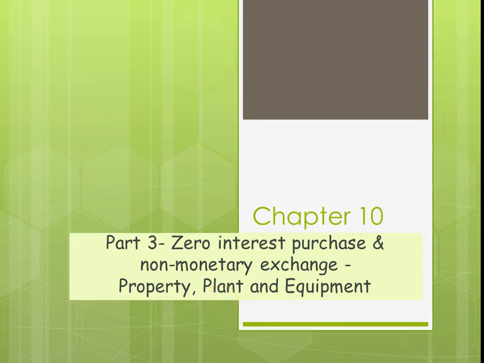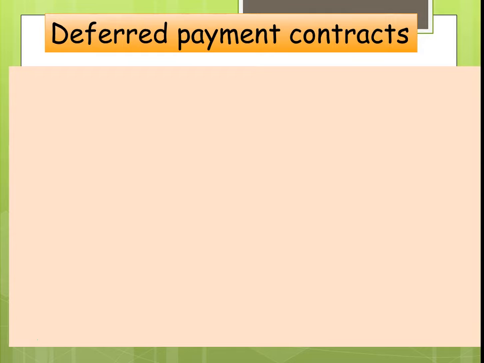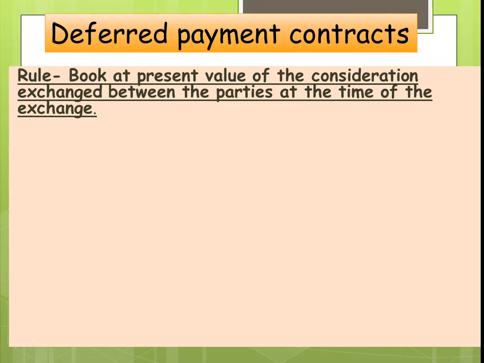Chapter 10, Part 3: what happens if you have a zero interest purchase, and what happens when you have a non-monetary exchange associated with tangible property, plant, and equipment. First, we'll talk about deferred payment contracts. The rule is you book at the present value of the consideration exchanged between the parties at the time of the exchange. So let's watch through an example.